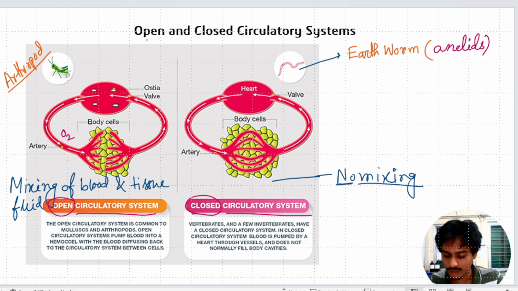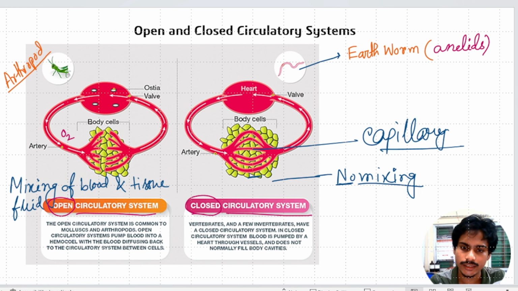You can find the capillaries are there, which is why there is no mixing. There is no mixing, like the CO2 and O2 blood is not mixed. There is the artery, the arteriole, the venule and vein. The heart is pumping, and that is called a closed system.